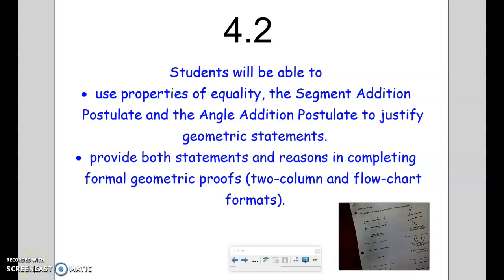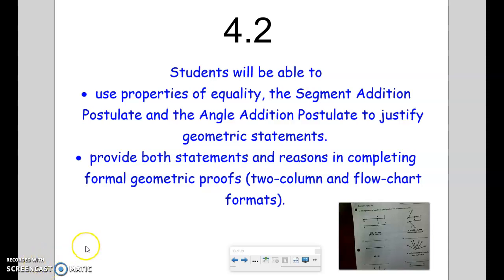This is Block 2 of Topic 4. In this lesson, we're going to be looking at what are called the properties of equality. That's just a review from algebra. And learning two new postulates for geometry called the segment addition postulate and the angle addition postulate. We're also going to be looking at some geometric proofs.